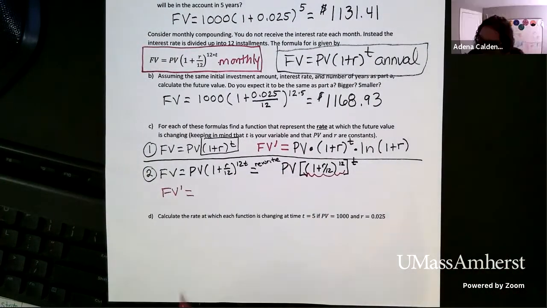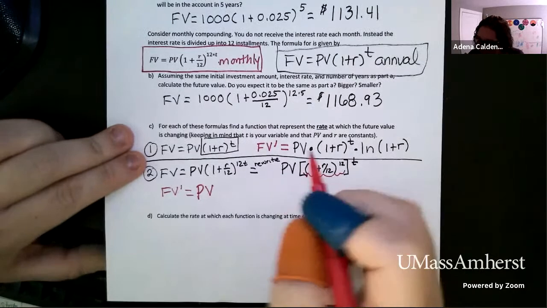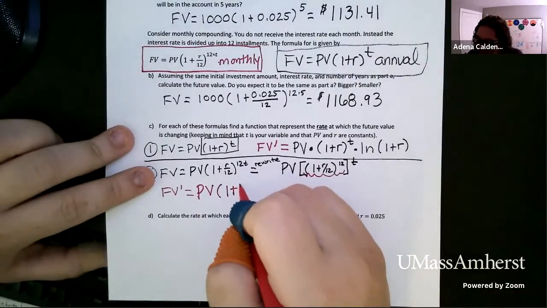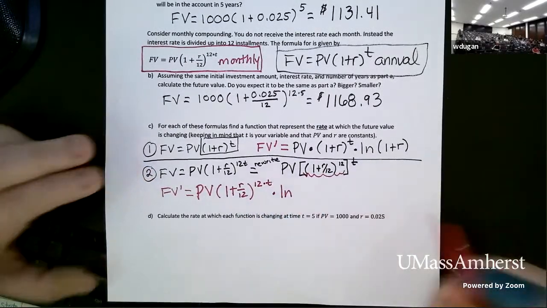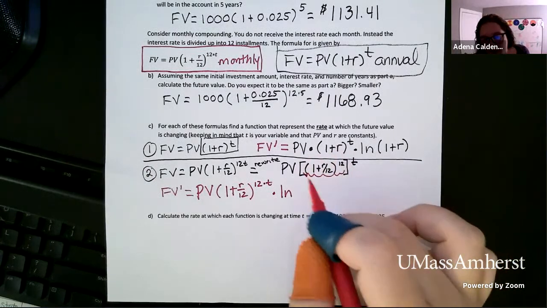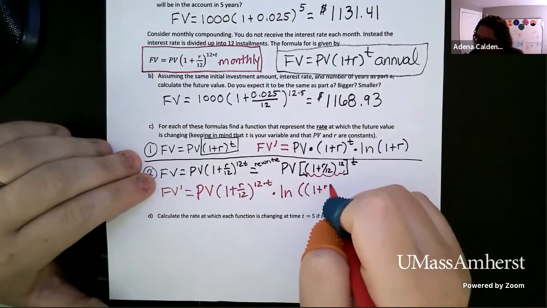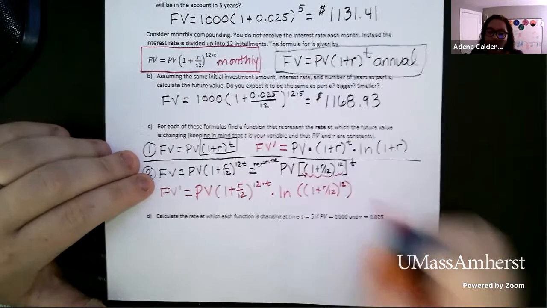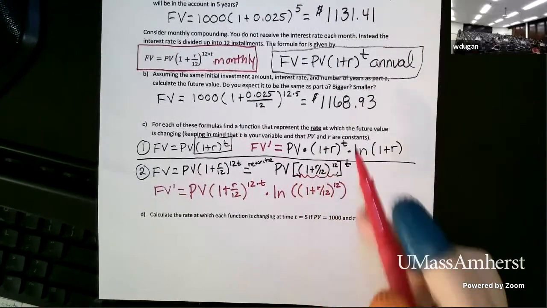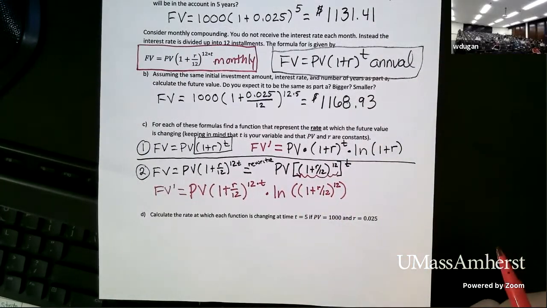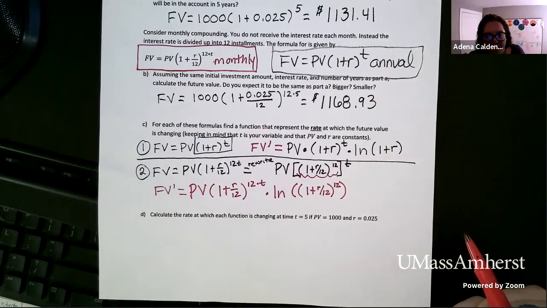So when I take the derivative, the PV is a constant multiple, so that comes along for the ride. Then I get the original function back, right? (1 plus r over 12) to the 12 times t times the natural log of the base. This is where I have to be extra careful, because the base here is (1 plus r over 12) to the 12th. So this is the entire base if I want this in exponential function form. It's a little goofy and a little hard to algebraically manipulate, but maybe you figured some of those parts out.